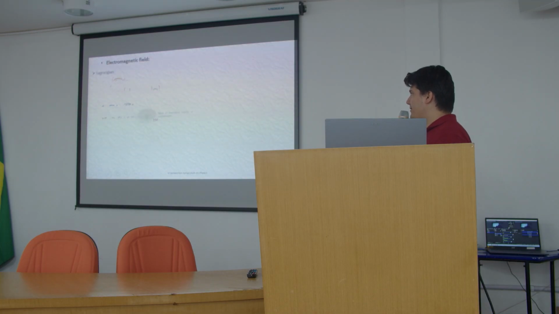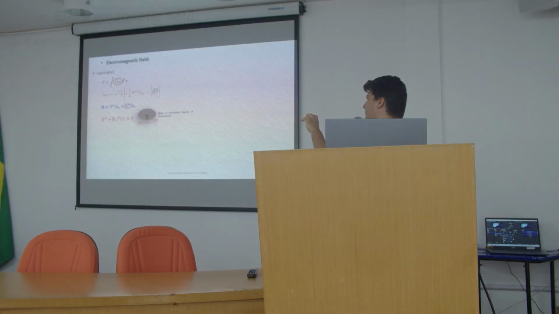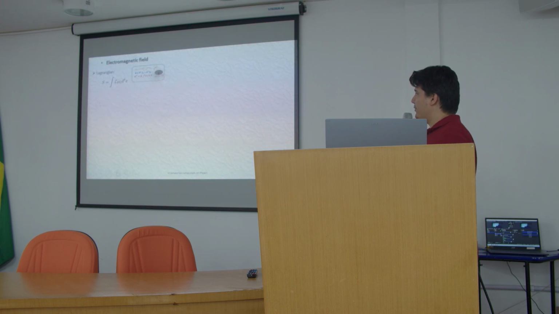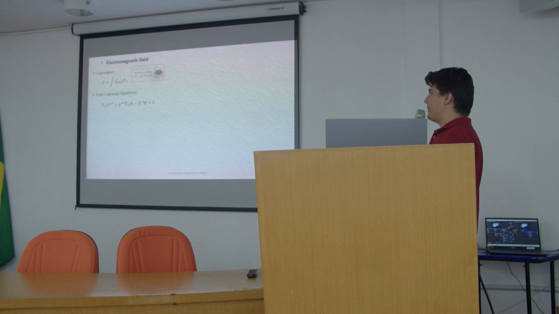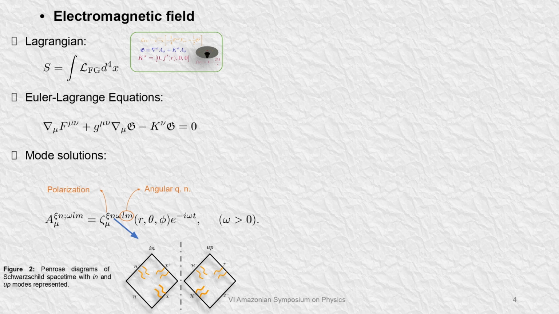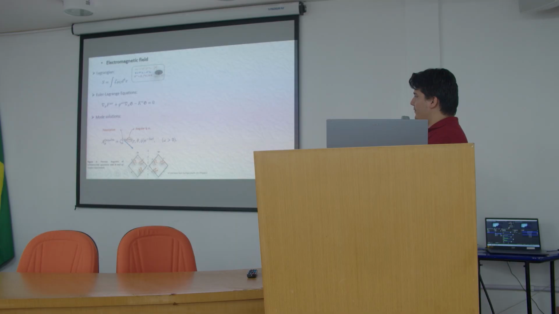So let's start with the electromagnetic field. I'll try to go quickly about that. The way that we do that is you start with the Lagrangian for the Maxwell field, and with this Lagrangian you have the Euler-Lagrange equation, so the equations of motion. And you can have some mode solutions. This is important in order to quantize it, because you have some mode solutions that will have this form here, which we call positive frequency solutions, because the time-dependent part is e to the minus i omega t, and omega is positive.